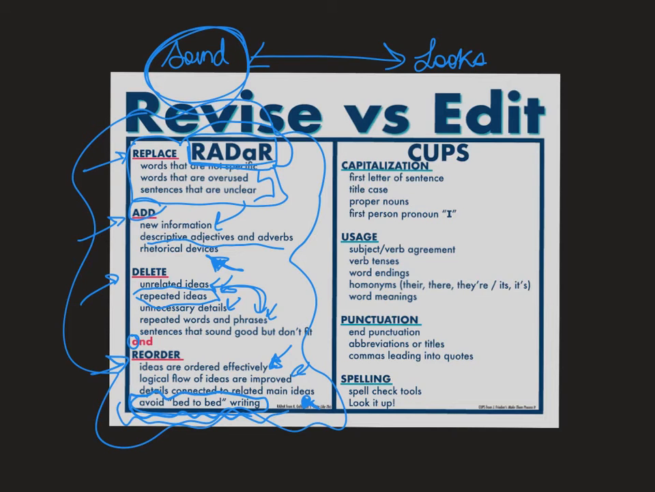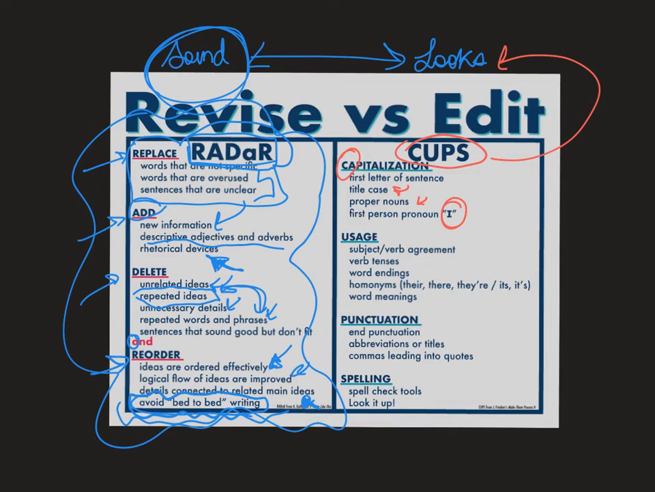Let's take a look at CUPS. That's another acronym for editing. And again, we want to talk about editing as the polishing stage. So CUPS stands for capitalization. Are you capitalizing the first letter of every sentence? You'd be surprised at how often people don't do that. Are you capitalizing the titles properly? Are you making sure proper nouns like names and important locations and things like that are capitalized like they're supposed to? And again, that includes that first person pronoun I, although in this research paper, you should be avoiding I as much as possible.